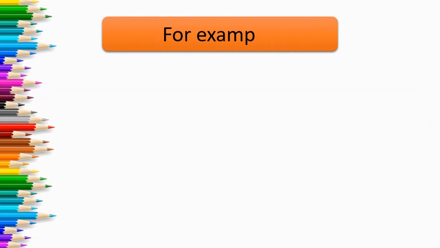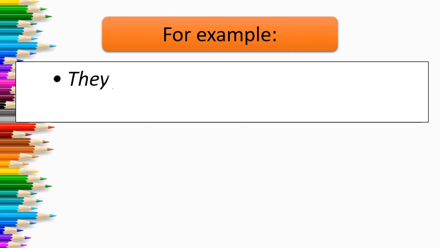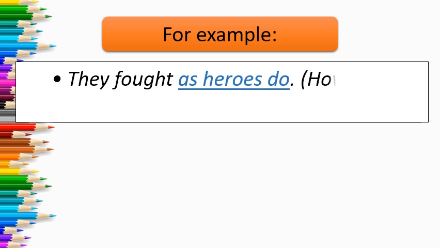So now let us see an example to clarify it. They fought as heroes do. First of all, let us see what is the main and what is the subordinate clause in this sentence. They fought is the main clause. As heroes do is the subordinate clause, and it is an adverb clause. Why is it an adverb clause? Because this complete clause, as heroes do, is modifying the verb fought. And we are getting the answer to the question how they fought.